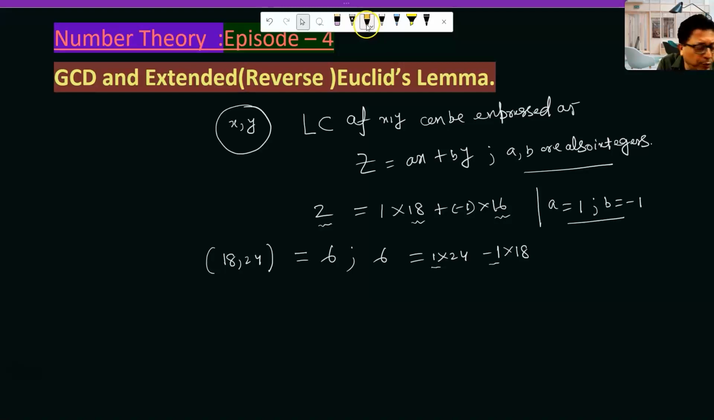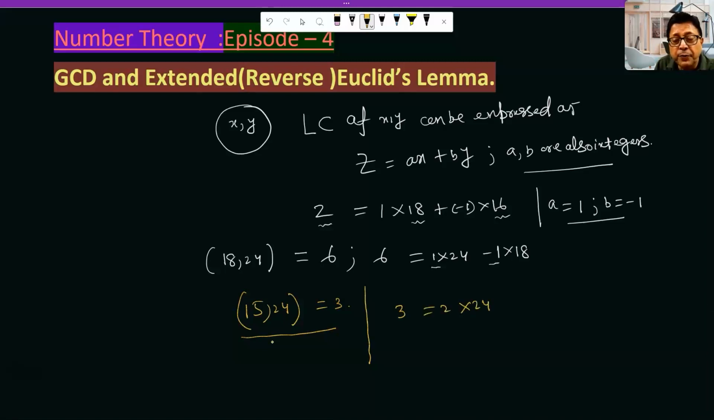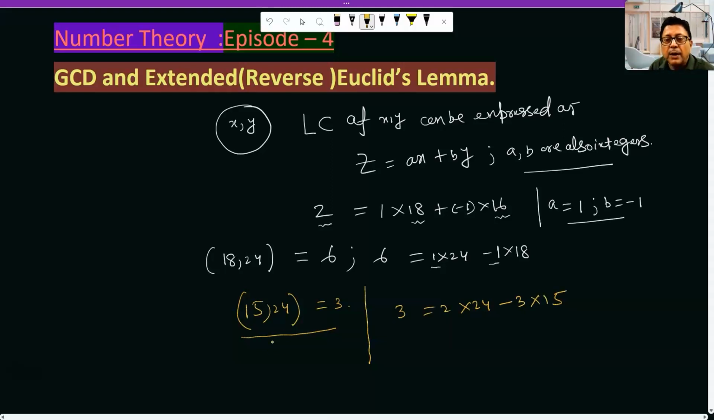Now I am taking two numbers, say 15 and 24. Their GCD is equal to 3. Let me show you how 3 can be expressed as a linear combination of 15 and 24. Then I will explain the significance of that equation. This 3 you can write as 2 into 24 minus 3 into 15, isn't it? But initially with these small numbers we are doing it by observation.